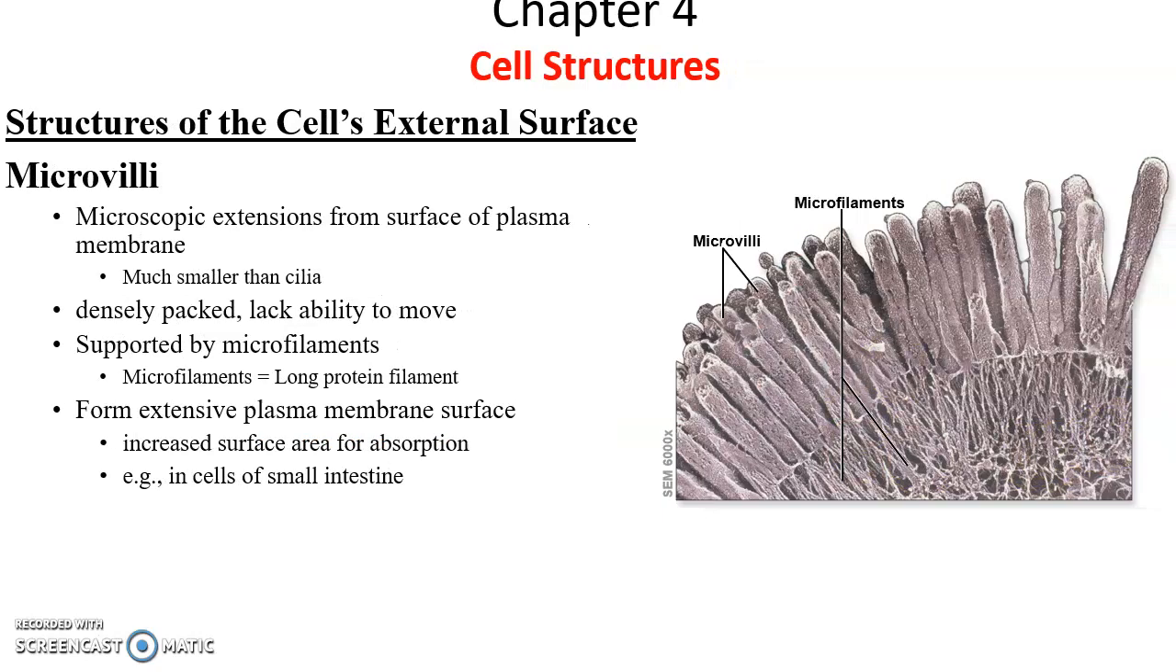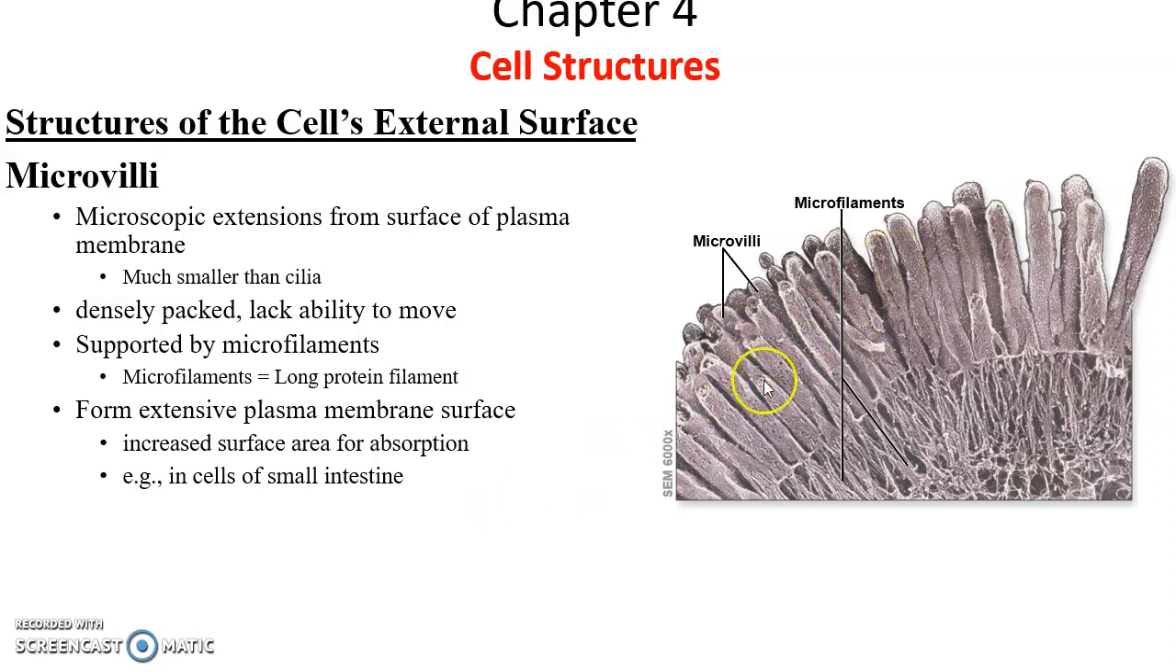Microvilli are another example of extensions of the plasma membrane. In this case, these are somewhat smaller extensions than we saw with cilia. Again, exposed to a surface, a space. The microvilli are densely packed, so there's tons and tons of them on the surface. And they are formed by microfilaments. Microfilaments are also long protein filaments that are part of the cytoskeleton. They're a bit smaller than microtubules.